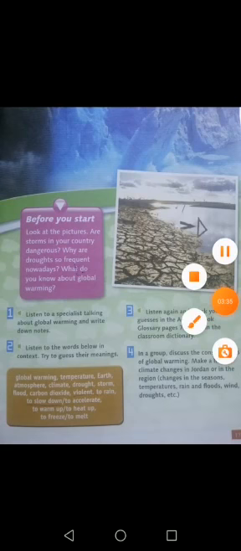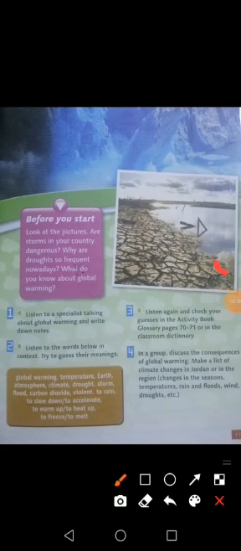Here, in exercise number one, you have to look at the photos and predict what they are talking about. In this photo, what can you see here? Here we have drought, right? There are no plants, there are no animals. There's nothing alive in this place, right? Look here, what can you see? Here you can see ice, right? There is ice and water down here.